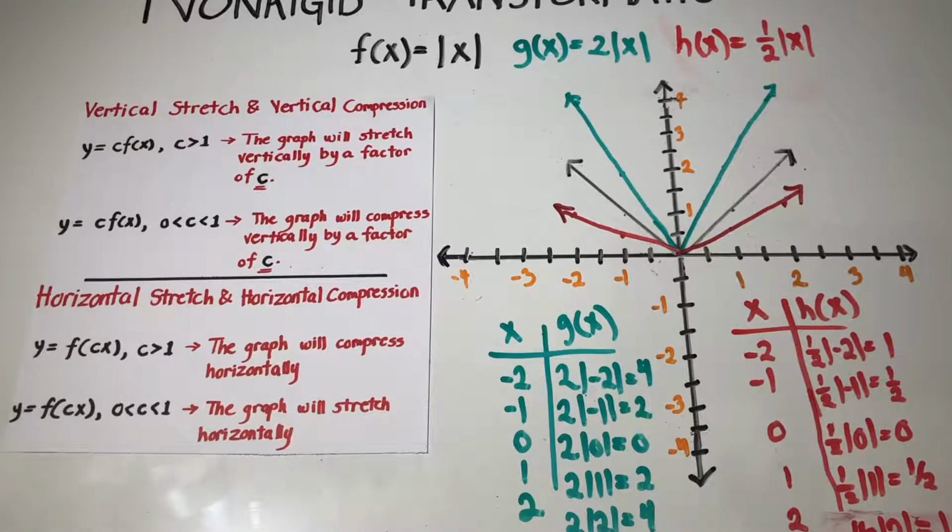And then similarly, if you look at h of x, which is half times the absolute value of x, we're going to get a vertical shrink where each y value of the original function is multiplied by 1/2. I'm going to cover horizontal stretches and horizontal compressions in another video.